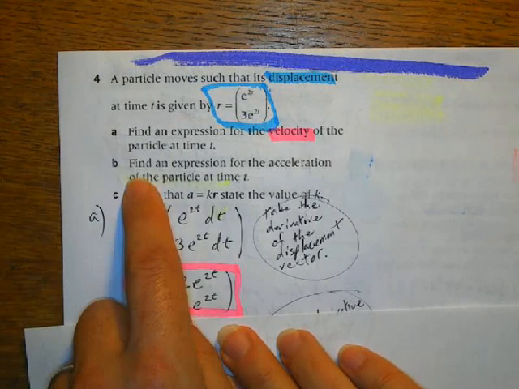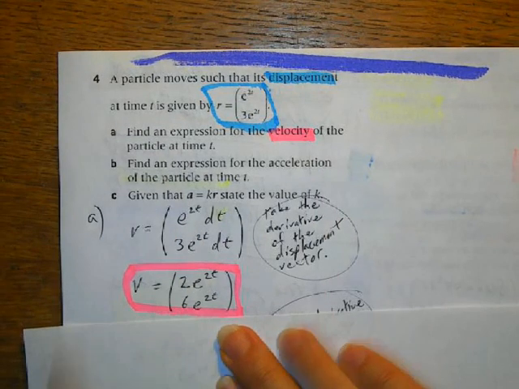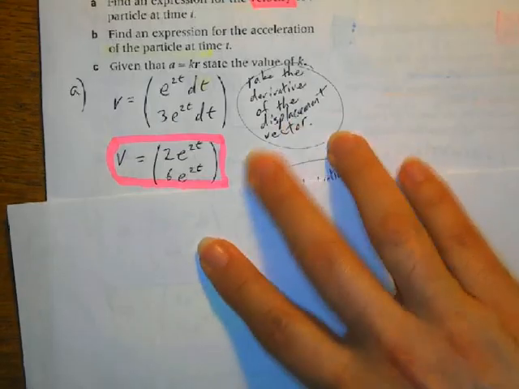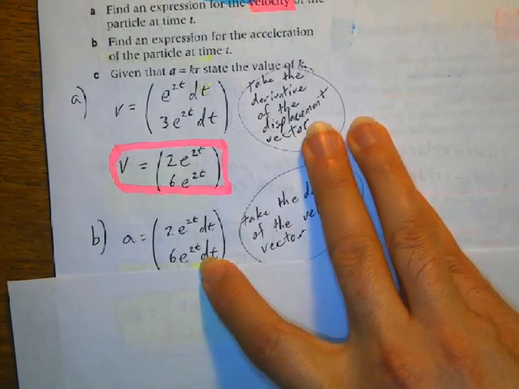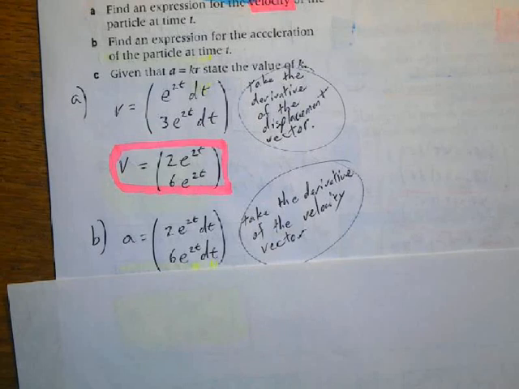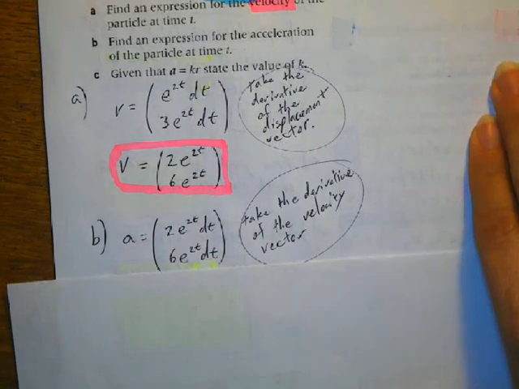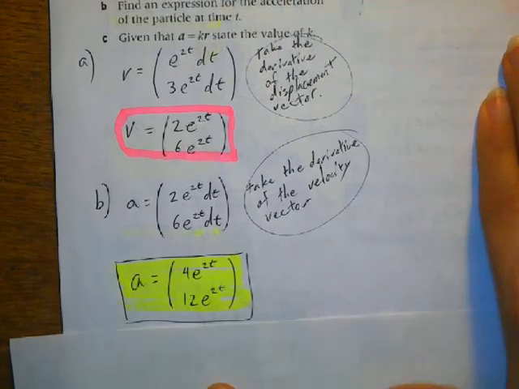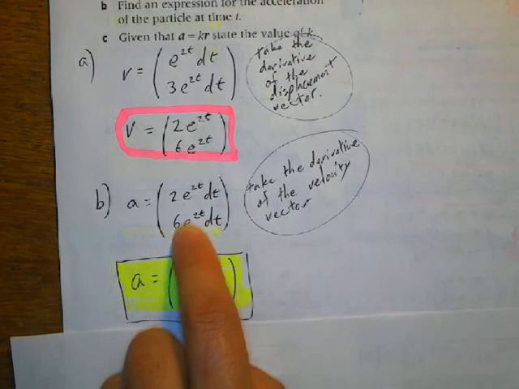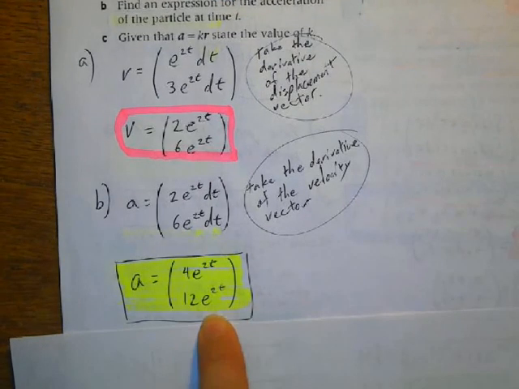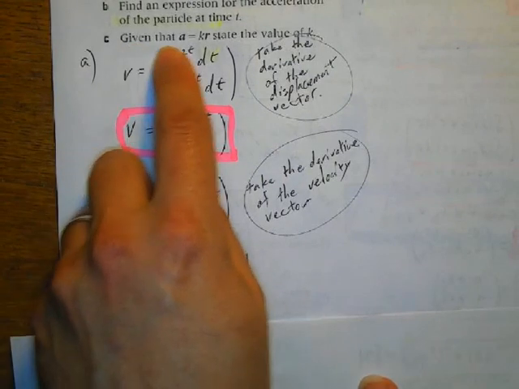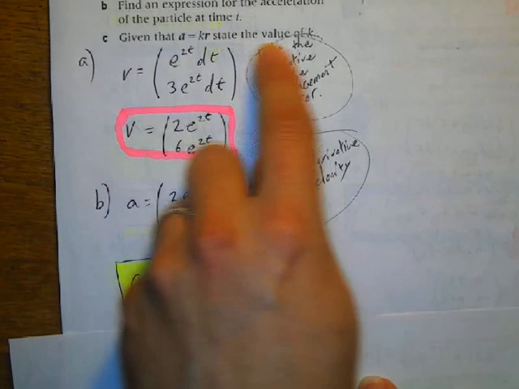Question B, find an expression for the acceleration. So I need to take the derivative of this velocity expression now, and the derivative of 2e to the 2t is 4e to the 2t, and the derivative of 6e to the 2t is 12e to the 2t. Question C, given that A equals KR, state the value of K.